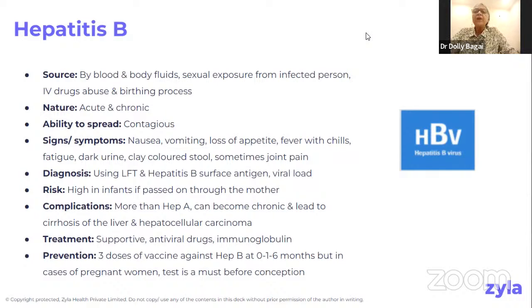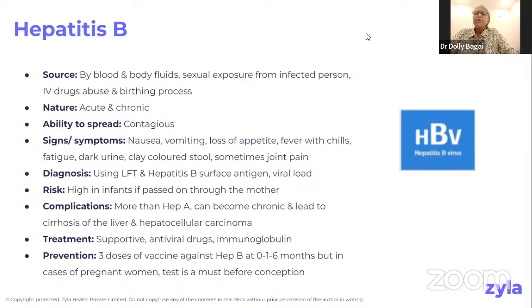What is the treatment? In the initial phase, the treatment is supportive. But once the initial phase is over, we give very good antiviral drugs and immunoglobulin. Previously, interferon used to be used, but since the advent of new antiviral drugs, interferon has been discontinued, and very effective, less toxic antiviral drugs are available to treat hepatitis B.